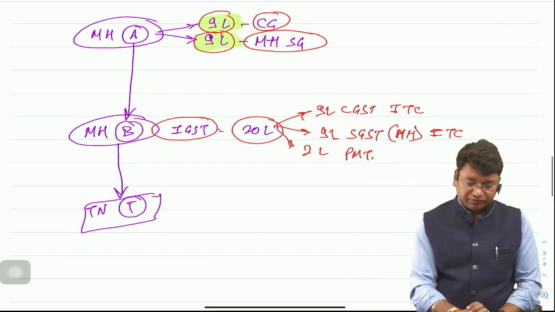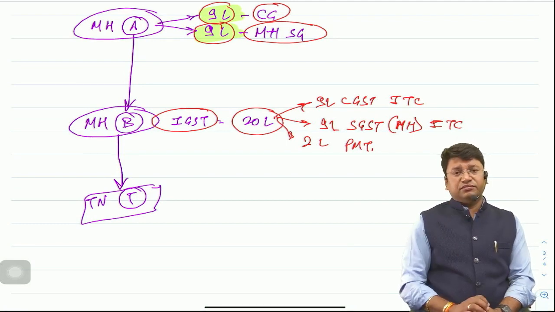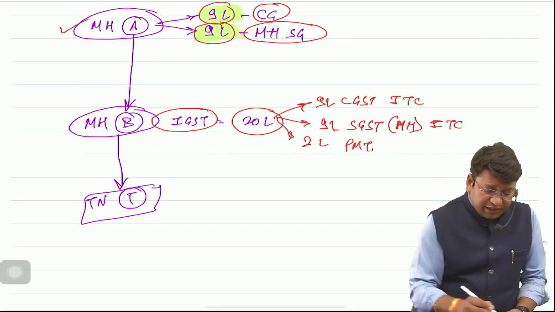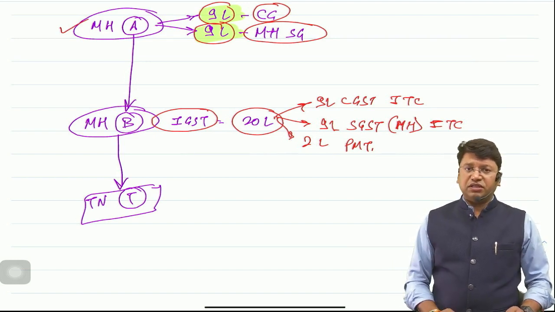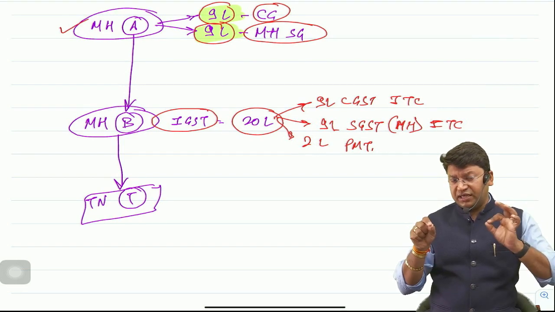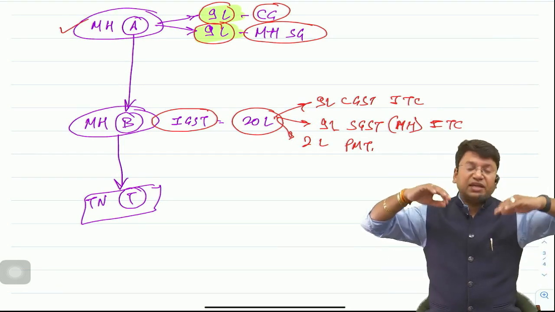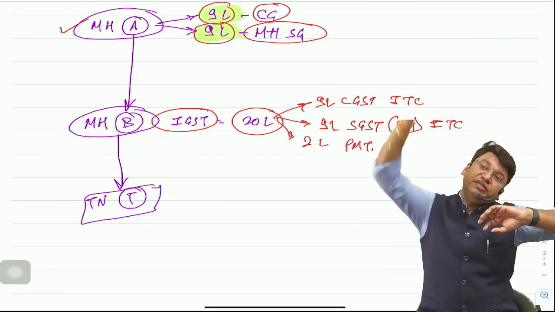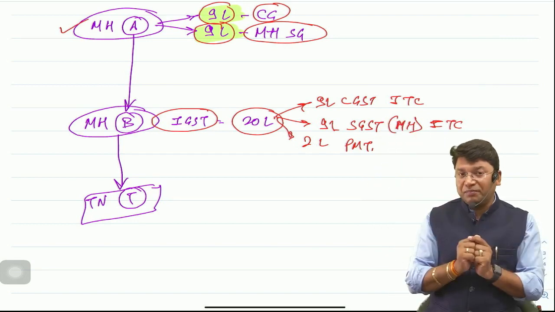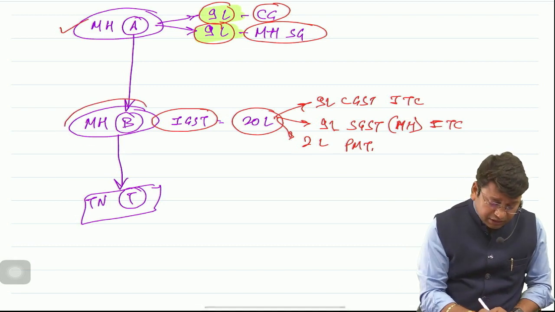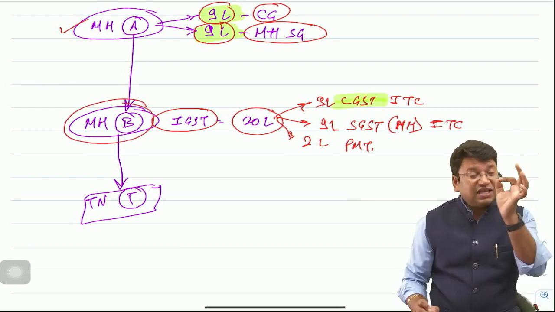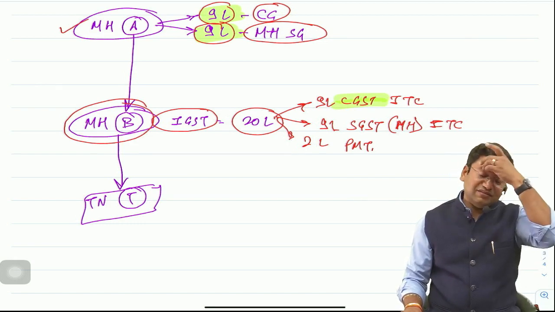Okay, sir. Now what will happen? Sir, see, when Mr. A had collected the tax from Mr. B, 9 lakh CGST, 9 lakh Maharashtra SGST, then Mr. A would have paid rupees 9 lakh to the central government and 9 lakh to the Maharashtra state government. Now what will happen? When Mr. B will utilize the credit of rupees 9 lakh of CGST, then what will happen?